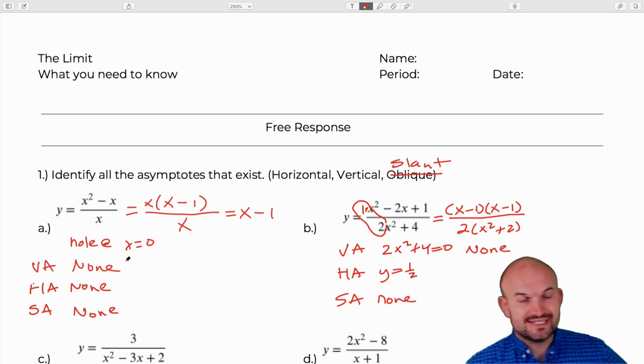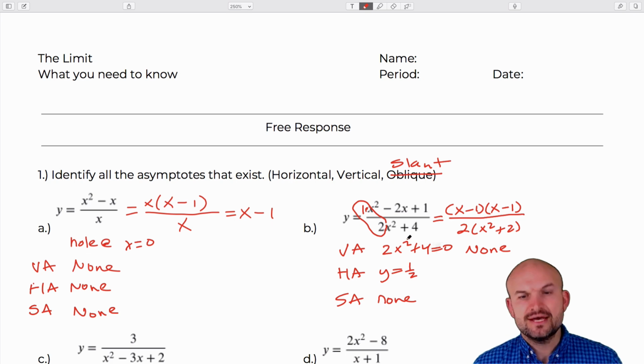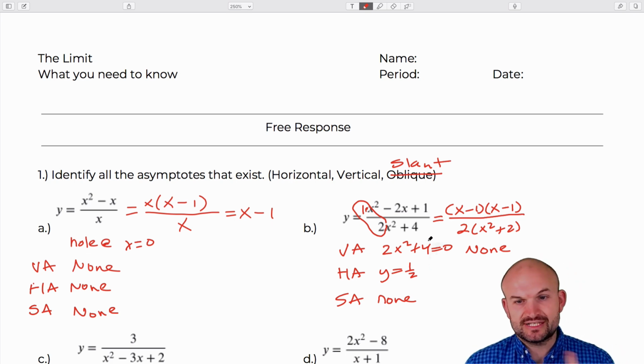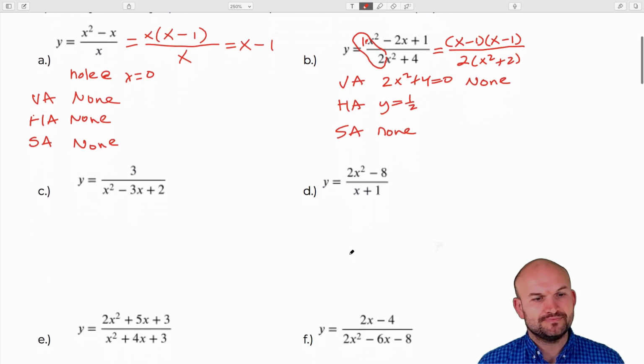So again, we can see that a vertical asymptote does not exist when there is a hole, it gets divided out. We can also see a vertical asymptote does not exist when it's set equal to 0 and the solutions are imaginary numbers. So just some food for thought, some things to remember.